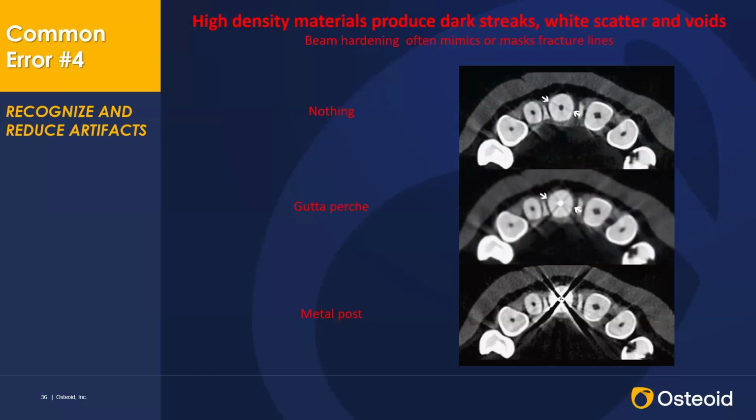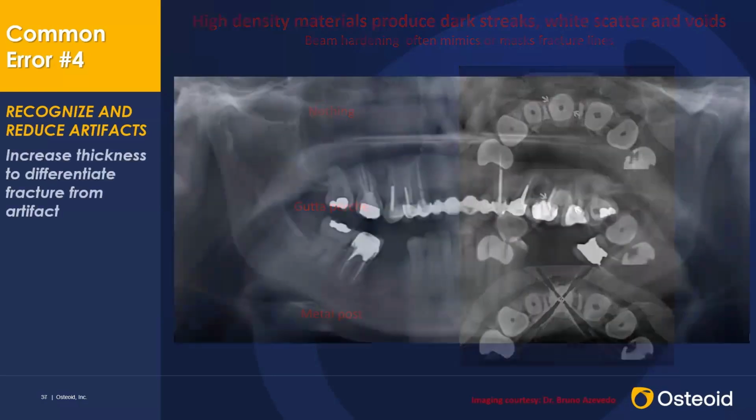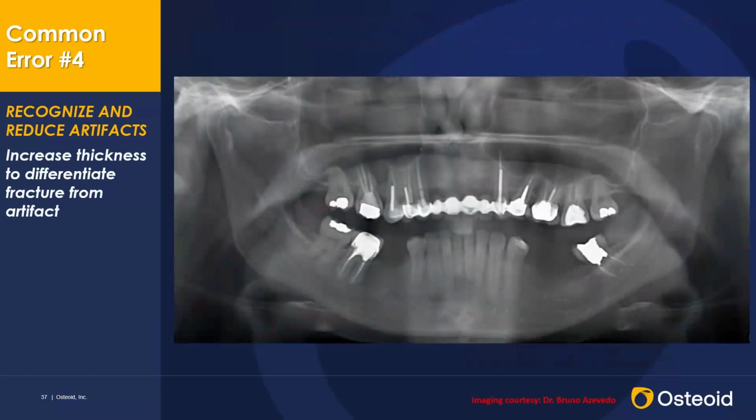Now, when we're looking for fractures in root canal filled teeth, we usually can't take the root filling out. But there are some tips and tricks that you can abide by. The first one is to increase the thickness to differentiate a fracture from artifact. In this particular patient, we're looking at a symptomatic tooth, which is the maxillary left canine, tooth number 11.